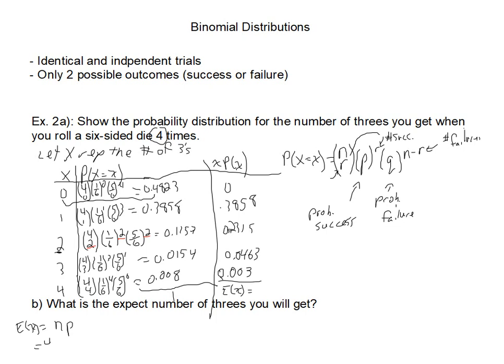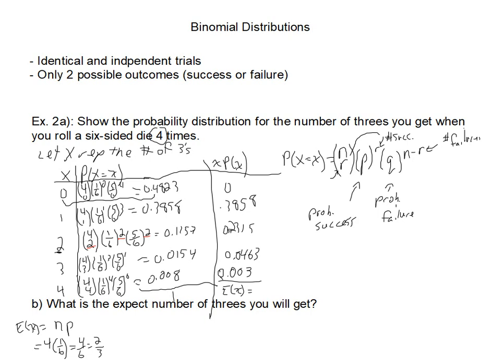So in this case, we had 4 trials. The probability of a success was 1/6. So 4 times 1/6 would give us 4/6, which is the same as 2/3. Sorry for squishing this in here. I kind of ran out of room. So we can see that the expected number of 3s is 2/3. So not quite 1 three. If we were to do this experiment a whole bunch of times, on average we would get less than 1 three. In fact, we would get 2/3 of a 3 on average.